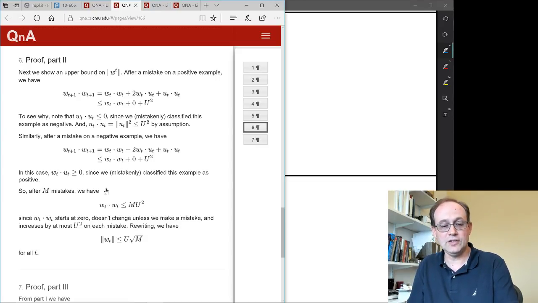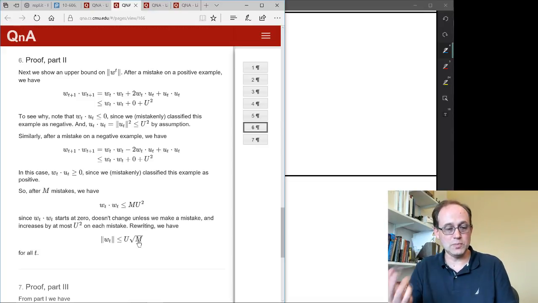Just doing the induction, again, we start with the norm of our parameter vector at 0. We increase it by at most u squared on each mistake. And so after m mistakes, we get that it's at most m times u squared. With a little bit of rearranging, this is the norm squared, so we take the square root, and we get that the norm is bounded by u times the square root of m. All right, so that is the perceptron proof part 2.